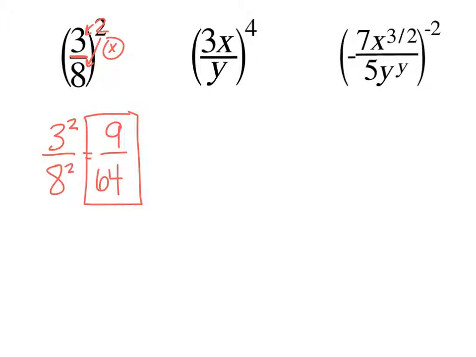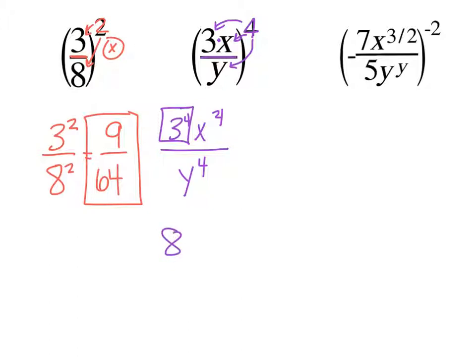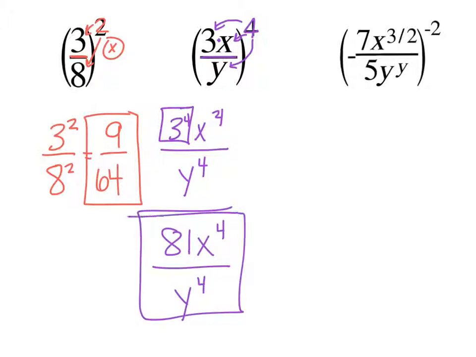Next one, you have to give it to every term. Quotient to a power of 4, but it has to be every term. So you're going to give the 4 to the 3, the x, and the y. It goes to everything. So we're going to have 3 to the 4, x to the 4, over y to the 4. Now numbers we have to keep simplifying. 3 to the 4 is 81. And then we have x to the 4 over y to the 4. We can't simplify our variables anymore, so then we're done.